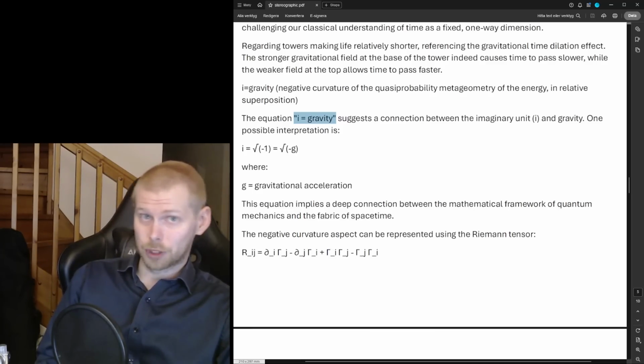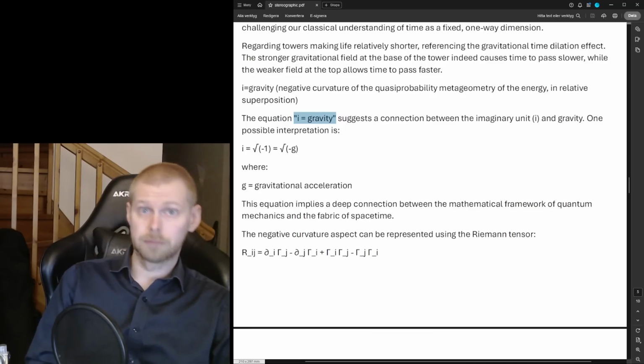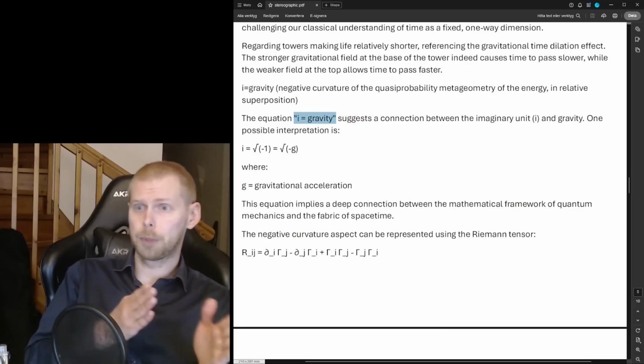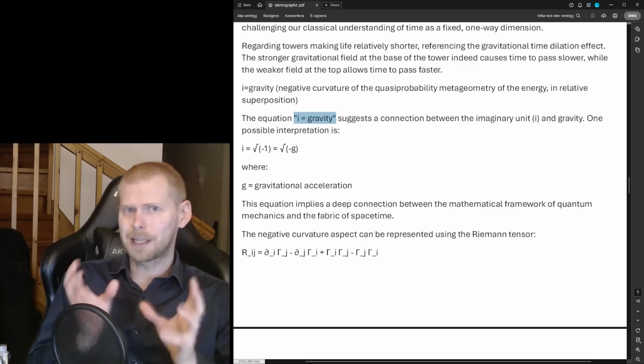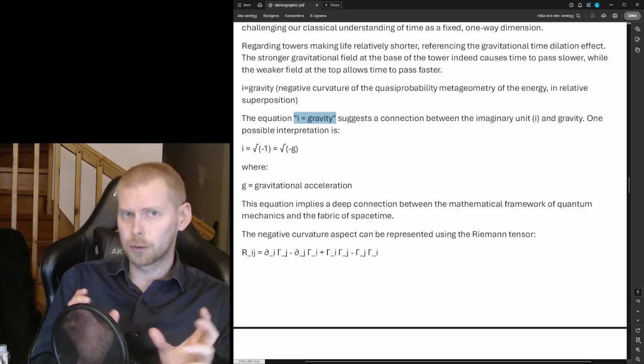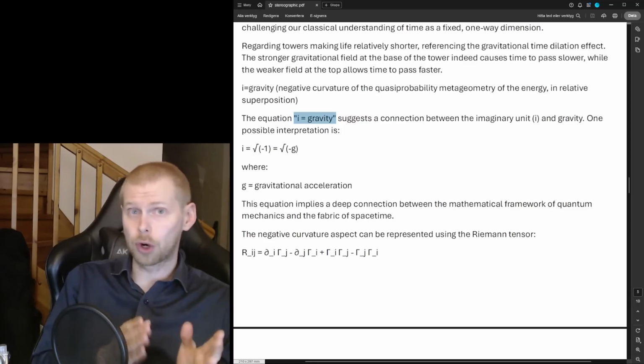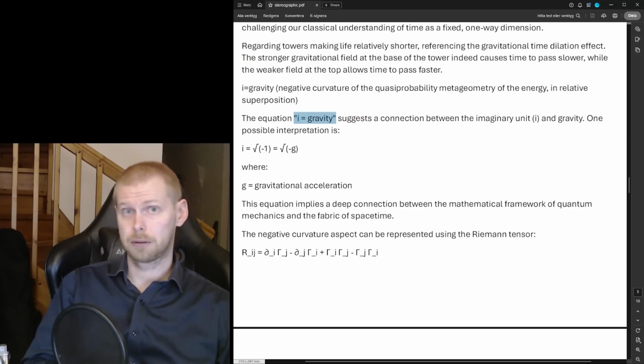Gravity, as far as we know, is one of the fundamental forces of nature. A number and a force of nature, you can't equate those. Equating those makes as much sense as saying that 4 equals electromagnetism. It's a category error.